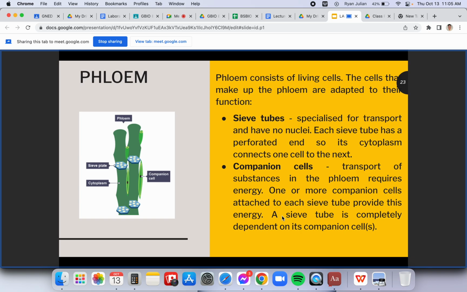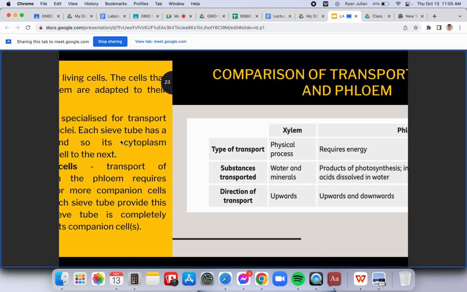Lastly, a sieve tube is completely dependent on its companion cells, as the word implies companion, responsible for having control in the different cellular activities that can take place inside a root, specifically in the phloem region. I would like to mention to everyone that on this cross section, you can see that we have two tubes of phloem running parallel from each other. Next slide, please.